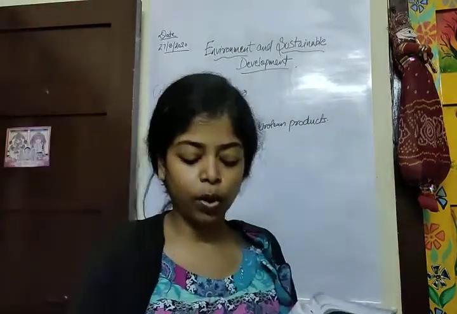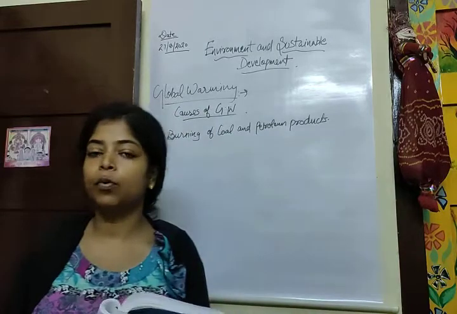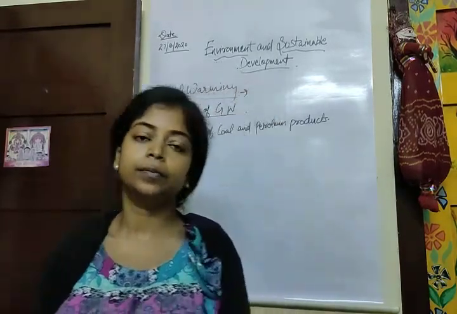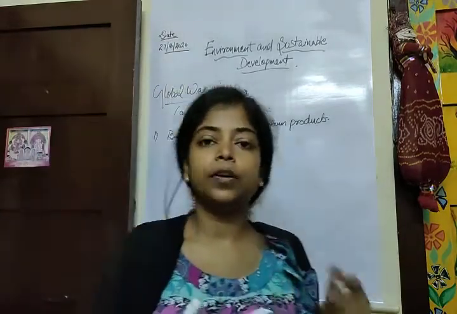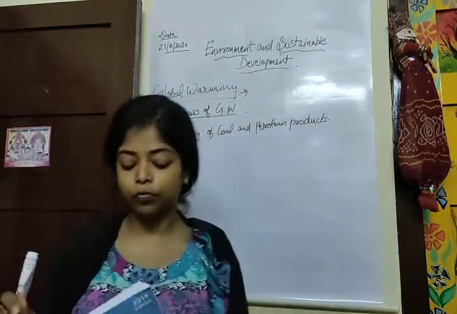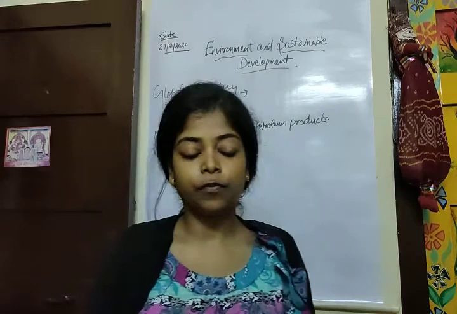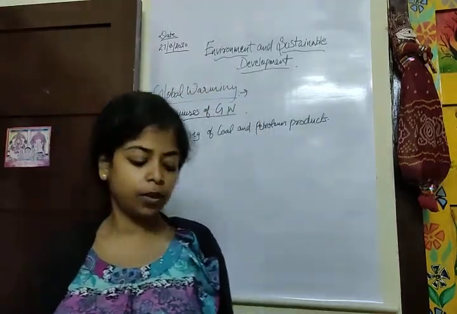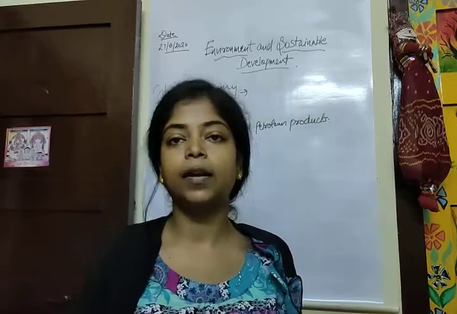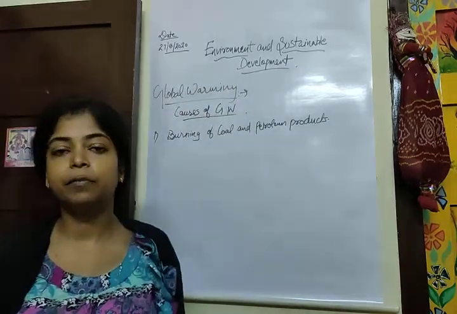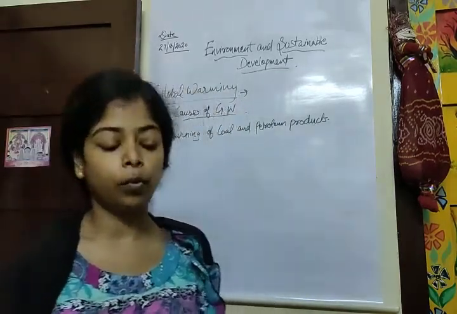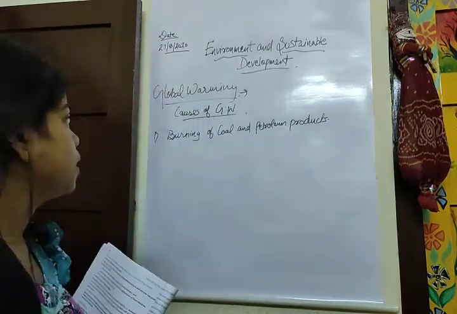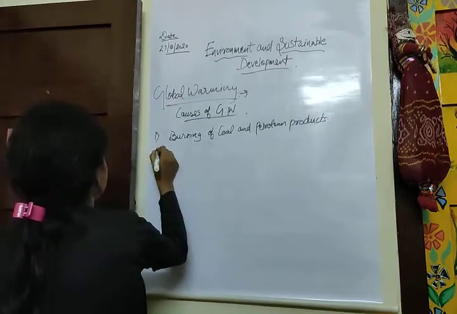Because of burning of coal and petroleum products, so much smoke is emitted. That's why it varies the temperature and varies the atmosphere also. That is the cause of global warming. Next, it generates oxides, ozone and carbon dioxide, so global warming increases because of the burning of coal and petroleum products. Next and most important cause is deforestation.